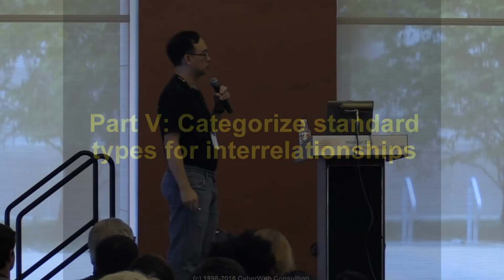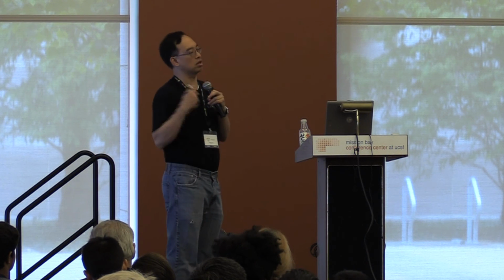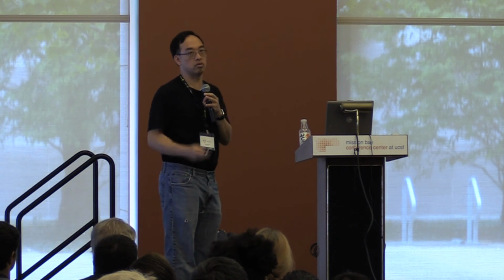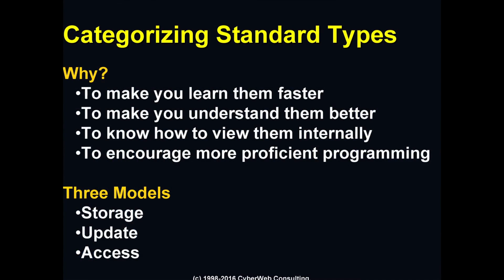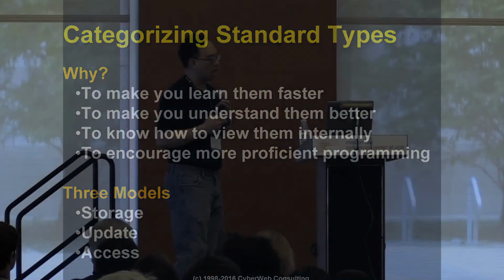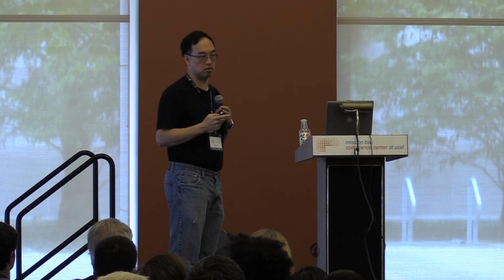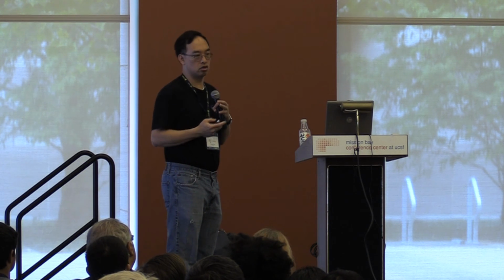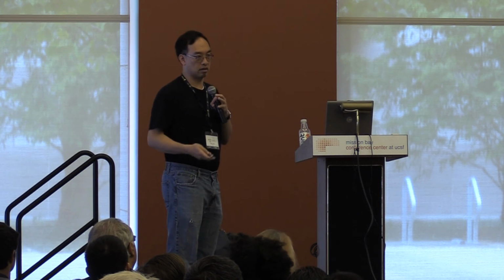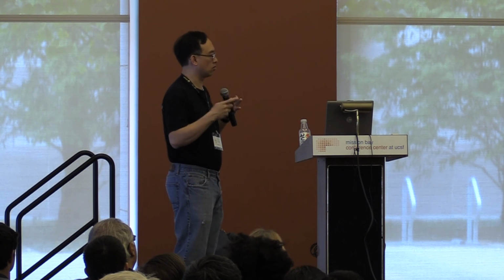standard data types. So, categorizing standard types so you can understand the relationships between them. Why do I do that? Well, to make you learn them faster if you're new to Python. If you already know Python, to make you understand them better, to give you an idea of how you view them internally. And so what happens is when you're doing an application, you have a better idea as to which one should I use. Should I use a dictionary or a list? Should I use a list or a tuple? Things like that. These questions will be answered if you're very familiar with these.